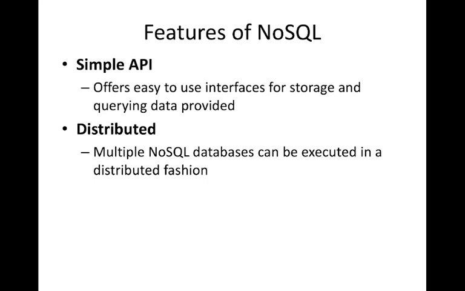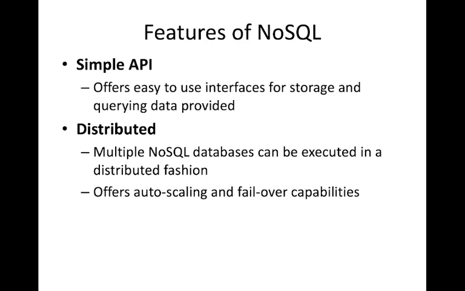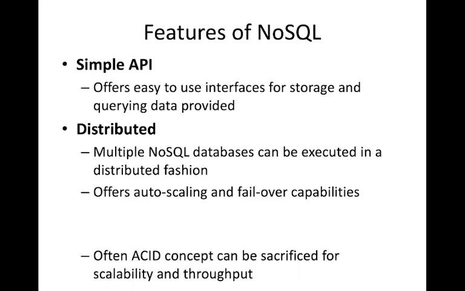So the advantage is we can have auto scaling and failover capabilities, that is, fault tolerance capabilities. Even if a fault occurs at some point in the network, the database will be replicated in some other place, so data won't be lost at all.